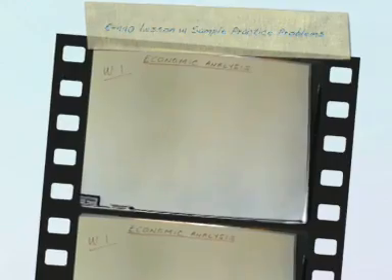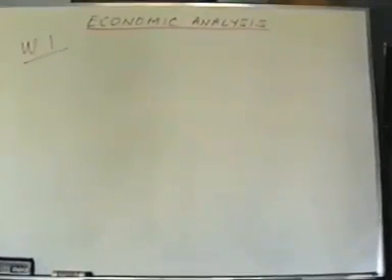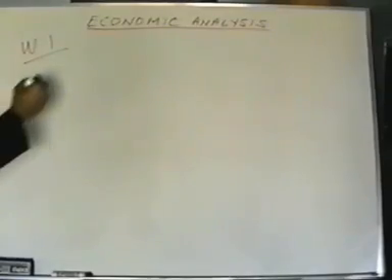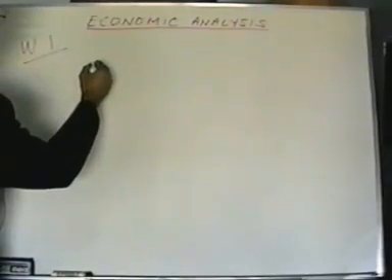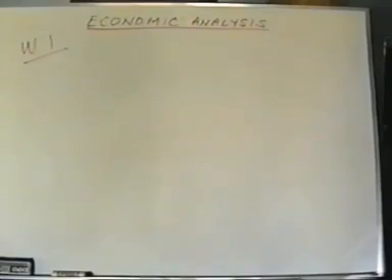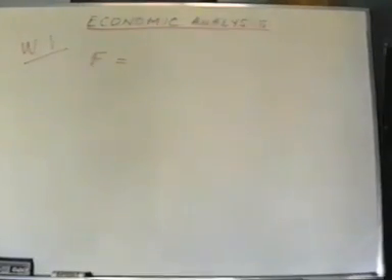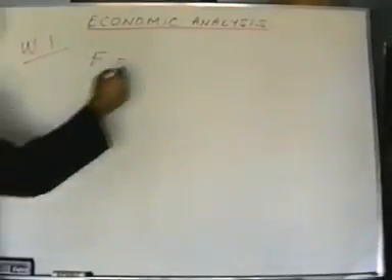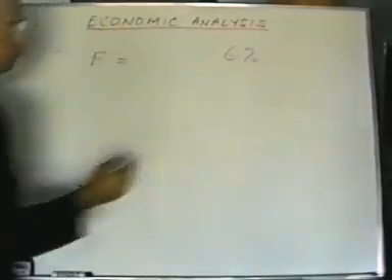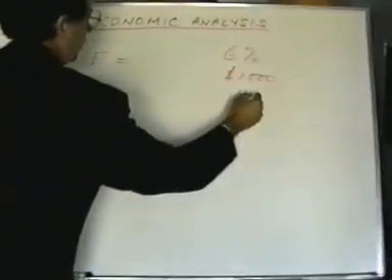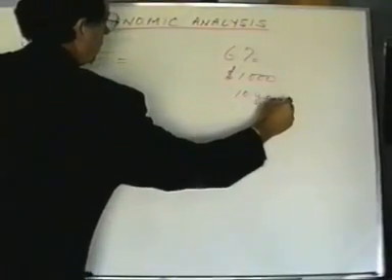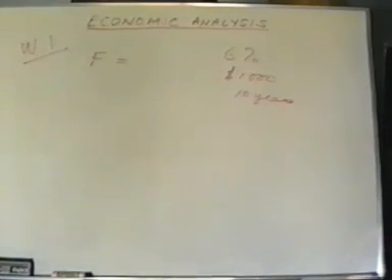In warm-up problem number 1, we're asked to calculate how much money will be accumulated. So we're looking for the eventual amount that we would have, which would be F. Looking for a future amount, if we know it's invested at 6% interest, and we actually invested $1,000, and we let it go 10 years.